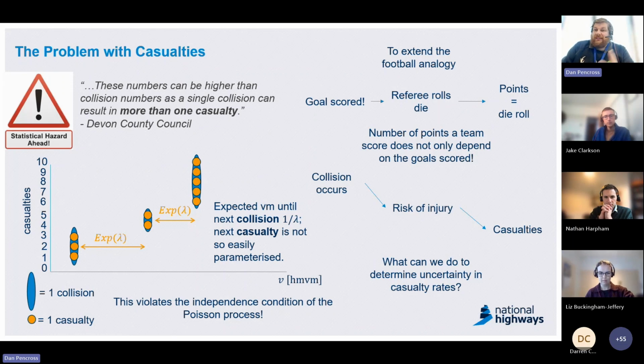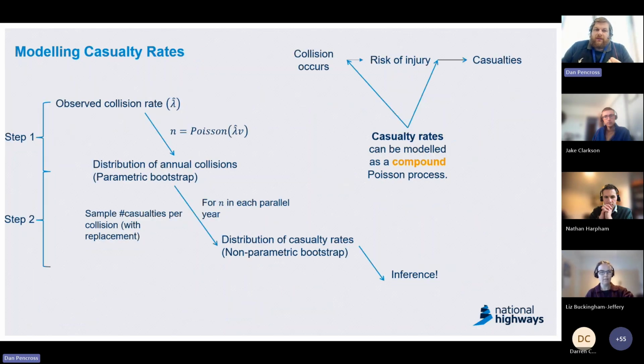So we need to extend the process. And how we do that to model casualty rates is we use what's called a compound Poisson process. So we've got our model: collision occurs, there's a risk of injury, and then casualties result from that. So your casualty rates can be modeled by this compound Poisson process, where you get your generating event, which is Poisson distributed, and we've already identified collisions themselves are Poisson distributed. And then the follow-on event from that can follow any distribution. There has to be a distribution following that initial event.